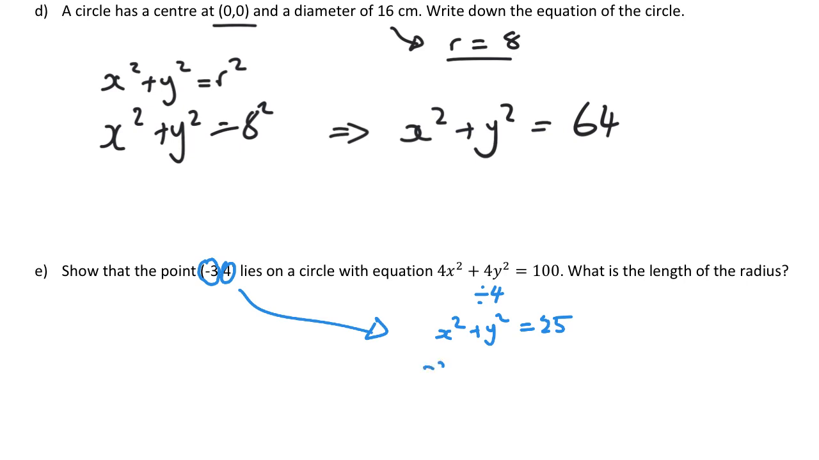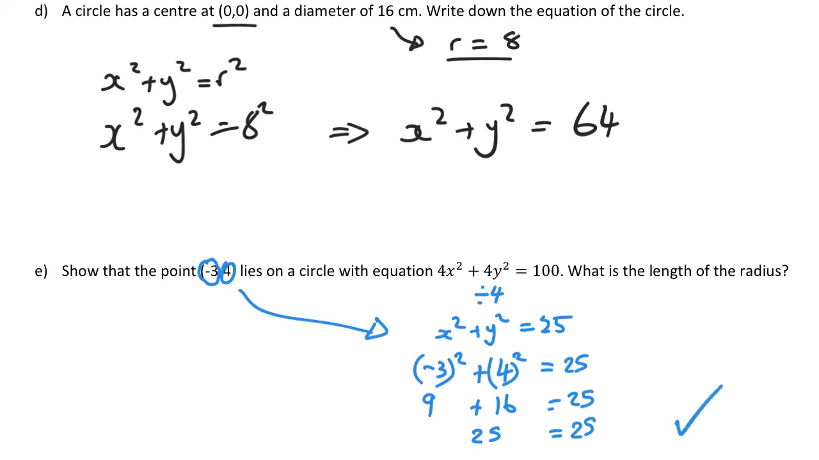So we've got minus 3 squared plus 4 squared should equal 25. Minus 3 squared, and negative squared is a positive, so we get 9. 4 squared is 16, equals 25. 9 plus 16 is 25, so we end up with 25 equals 25, which makes sense. So the point minus 3, 4 is on the circle.